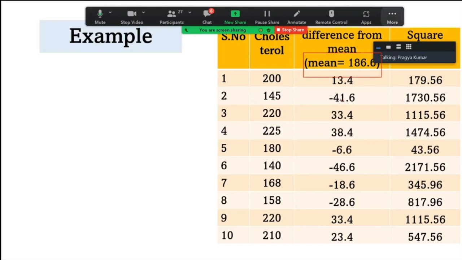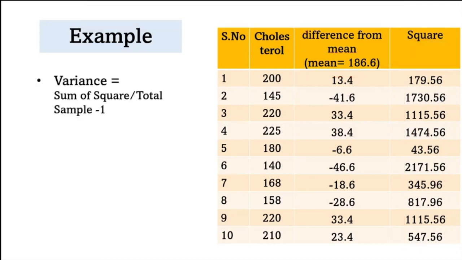Whether it is positive or negative, ultimately you are going to square it, so it will be positive. This column is the square of this difference. When you add this whole column together and divide by the number of samples, it tells you about the variance.